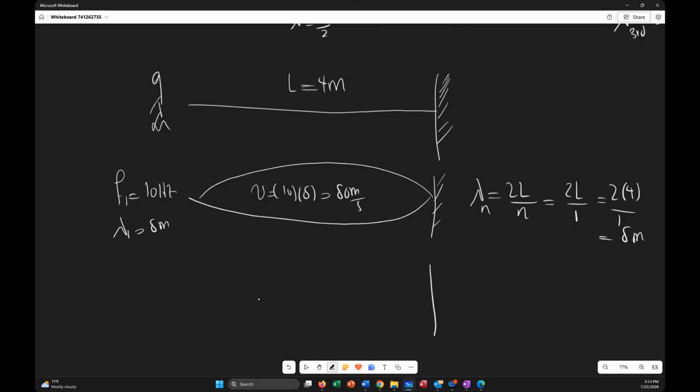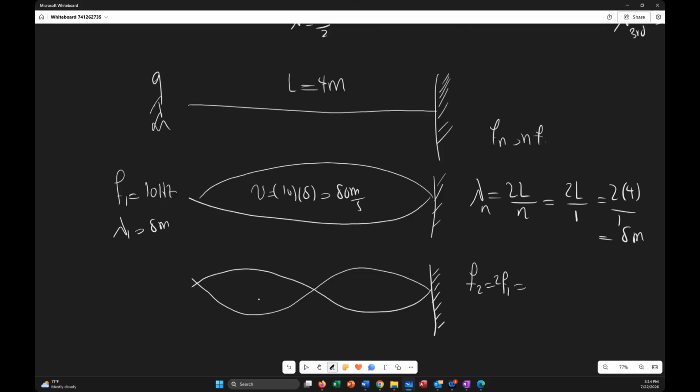Now, I ask you, what is the frequency of the second harmonic? What does it mean, second harmonic? It means that instead of one loop, you have two loops. You remember we said F2 is 2 times F1, or Fn equals n times F1. Now we are in the second harmonic. 2 times, what is the F1? 10. 2 times 10 is going to be 20 hertz. Yes?